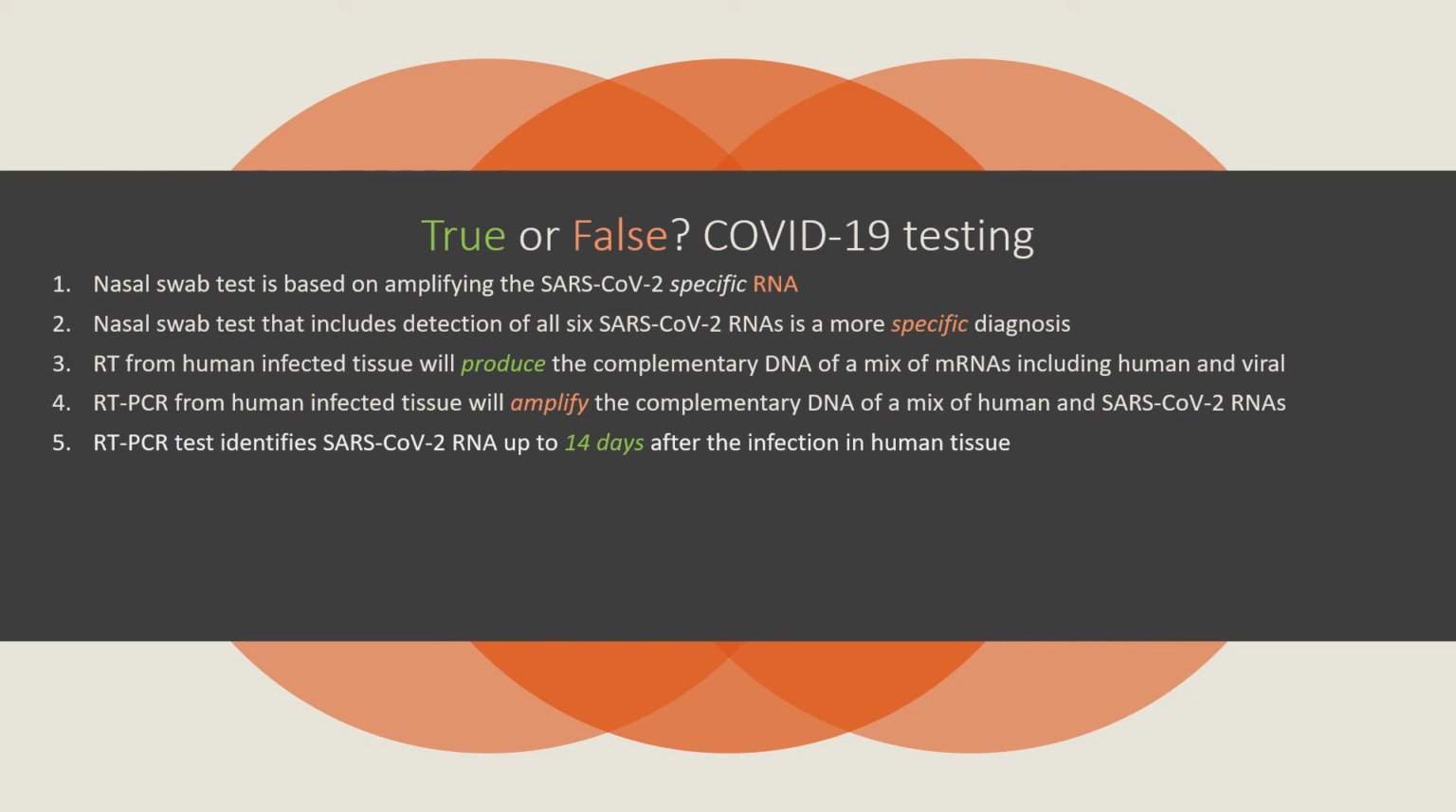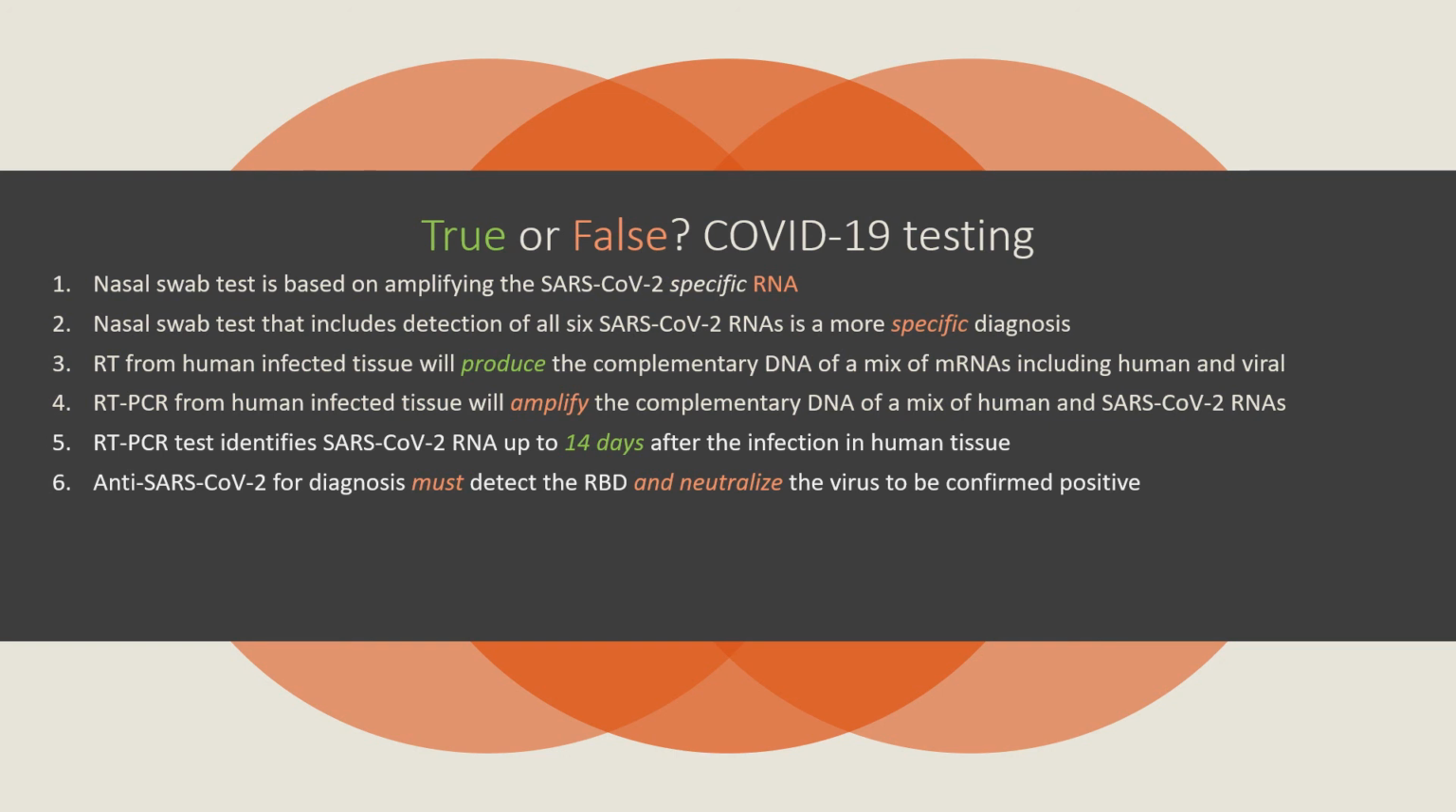The reverse transcriptase polymerase chain reaction test identifies SARS-CoV-2 RNA up to 14 days after infection in human tissue. This is true, it's what has been described so far. Of course, in individual cases, it could be 14 days plus or minus, but in general, 2 weeks. And that's the reason why a repeat test is at least 14 days, if not more, after the first test. Let's talk about antibody testing.